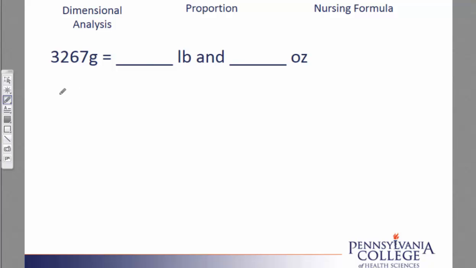In dimensional analysis, I start with the given information, 3,267 grams, and I place that over 1. The 1 is simply a placeholder for the dimensional analysis strategy. My first conversion is to change grams to kilograms because I have memorized a kilogram to pound conversion. So I know that there are 1,000 grams to 1 kilogram. I put the grams on the bottom of my fraction to cancel that label, and the kilograms on the top of my fraction.